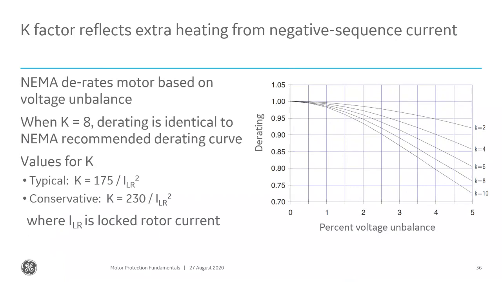There are NEMA ratings based on voltage unbalance. When K equals 8, the derating in the motor is identical to a NEMA recommended derating curve. The K value in the relay is typically configurable, and here you can see the curves that relate to the different K values. A K setting of 8 matches the NEMA recommendation, but you can use a typical value or a conservative value based on this multiplier divided by the locked rotor current squared. So there's a little bit of flexibility in the setting of the relay, but it's all to derate your motor or add to that thermal capacity based on voltage imbalance.